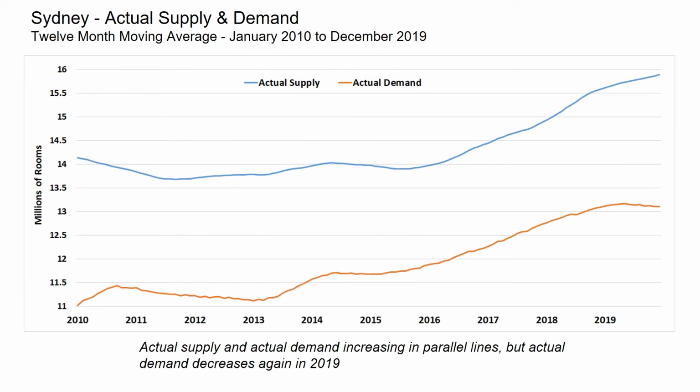For the actual supply and demand of Sydney, you can see that they increase in parallel lines, but the actual demand decreases again in 2019.